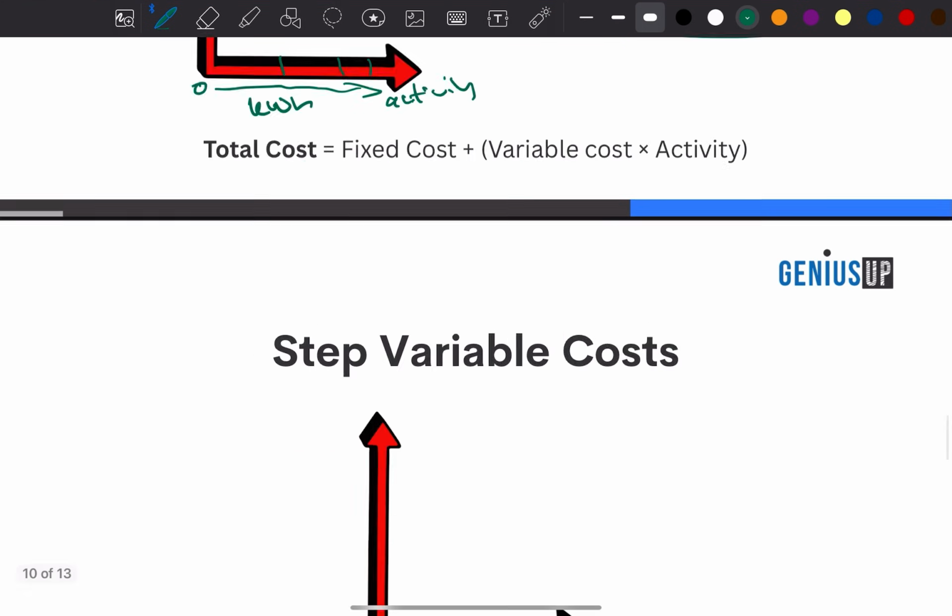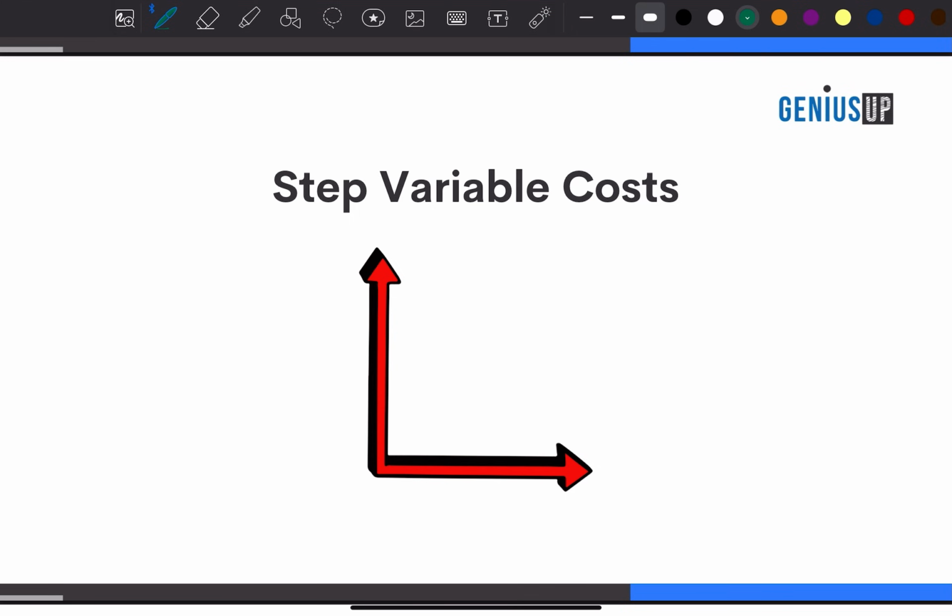And then the last two, which you just need to understand at a high level, because the first four were really the most important ones. First, we have step variable cost. You can think of it the same way as the step fixed cost. It's more like a staircase. I know I didn't draw it right, but that's the idea, that it's more like a staircase, because it's step variable.